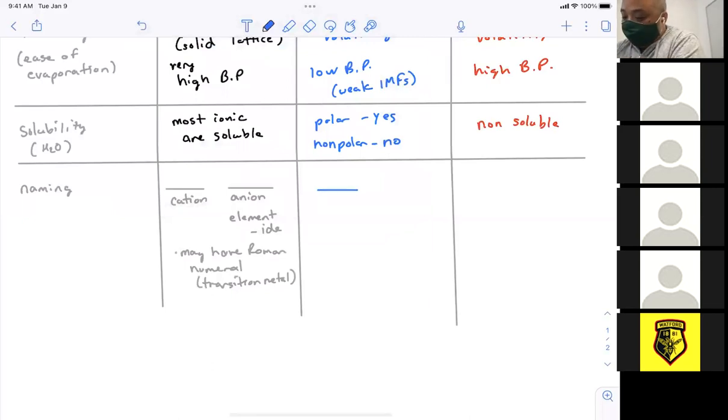Covalent, it's 2-part. So element 1, element 2. And in this case, you always change the second element to IDE. If the anion is an element, like a negatively charged individual element, you change the name of that ion to IDE. So when I say oxide ion, I mean O2 minus. In covalent, you keep all the names the same except you change the second one to IDE, and you use prefixes.